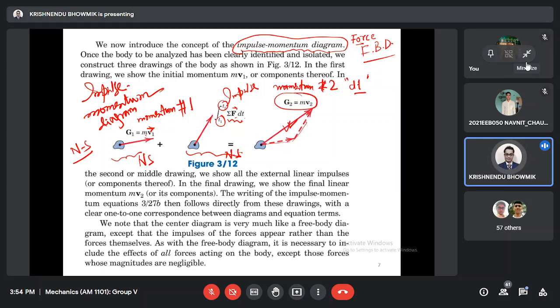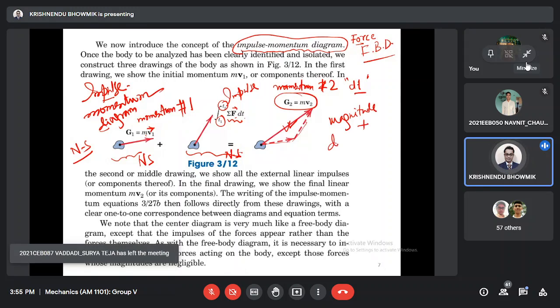You have to be careful. It is not a free body diagram, it is an impulse momentum diagram. Similarly we can draw that one. So this plus this equals this. That means when you are calculating this, you have to be careful not only for magnitude but also direction when we want to solve this problem.